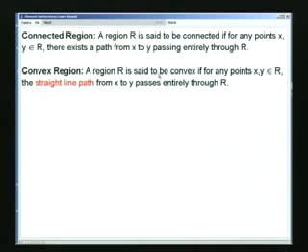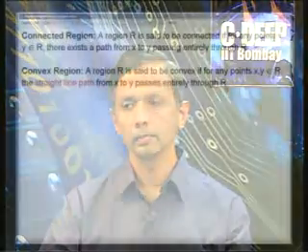A region R is said to be convex if for any points x and y in that region, the straight line path from x to y passes entirely through R. Here, for connectedness, we just said that some path passing from x to y must pass entirely through R. Now we are making a stronger requirement. We are now saying that in particular the straight line path from x to y must pass through R.